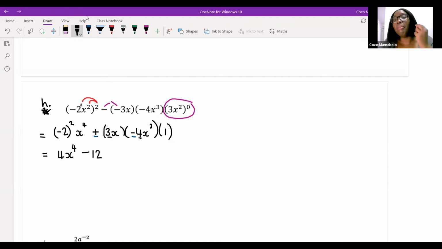And then because I'm multiplying like bases, I've got an x here and an x there. I'm multiplying like bases, so I'm going to keep my base x, and I'm going to add exponents. 1 plus 3 will give me 4. And then what I'll notice is that I have like terms. So I'm just going to subtract the numbers. So I'm going to go 4 minus 12 is going to give me negative 8x to the power of 4.